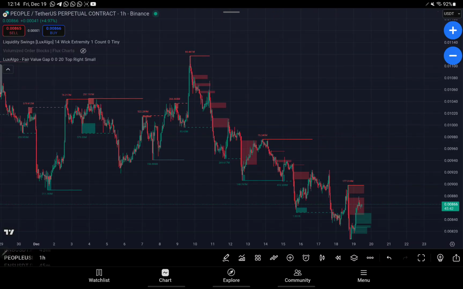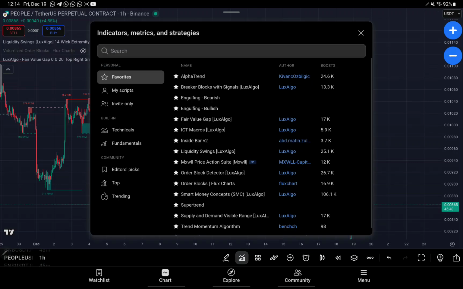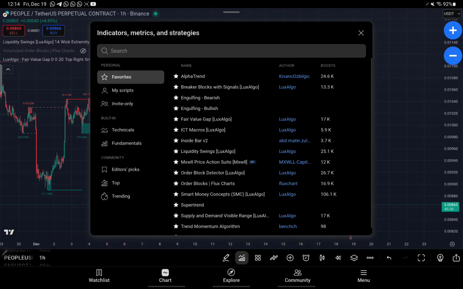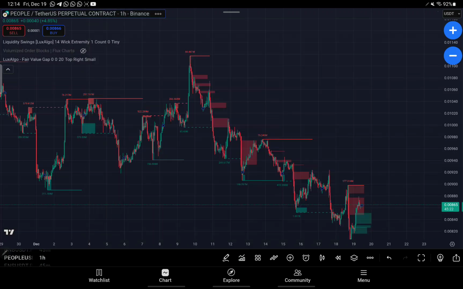Now you need to first go to your indicators, then you search for this liquidity swing by Lux Algo. I have a couple of indicators here which I'm going to be explaining how to use. After you add liquidity swing by Lux Algo, then you add Lux Algo fair value gap as well. Then you have the two indicators combined on your chart like this.